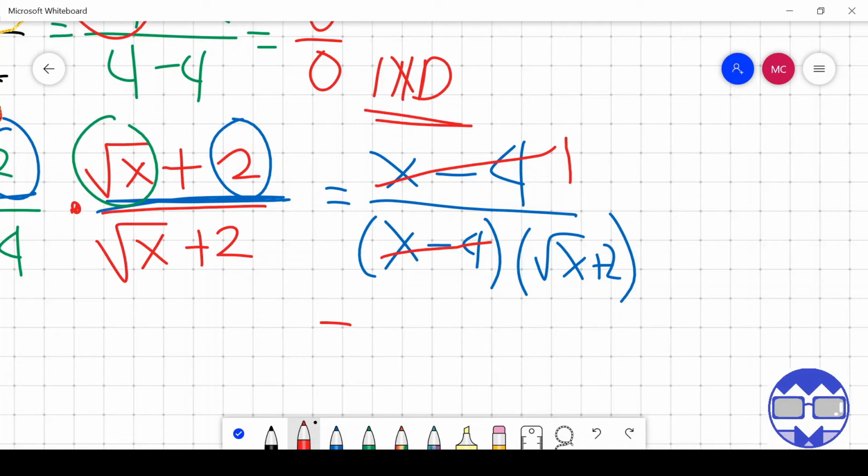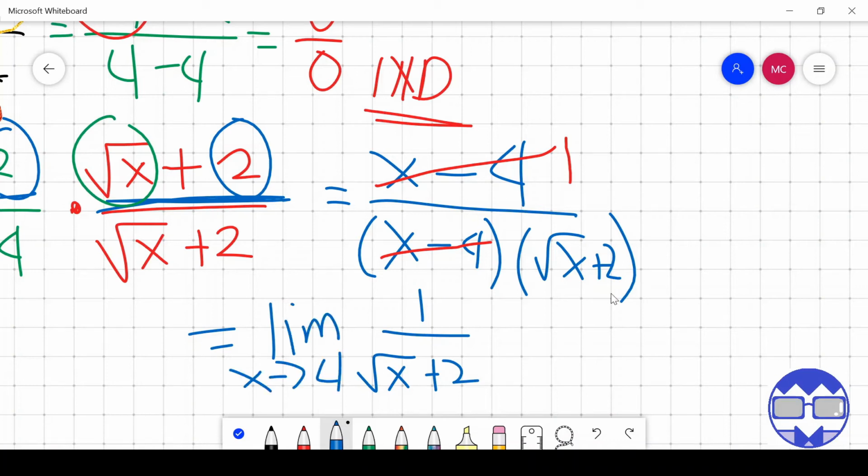By the way, this is equal to the limit as x approaches 4. Now we can try to evaluate our function again, so let's try to substitute 4, since we already canceled the factor that makes the function indeterminate, which is x minus 4.